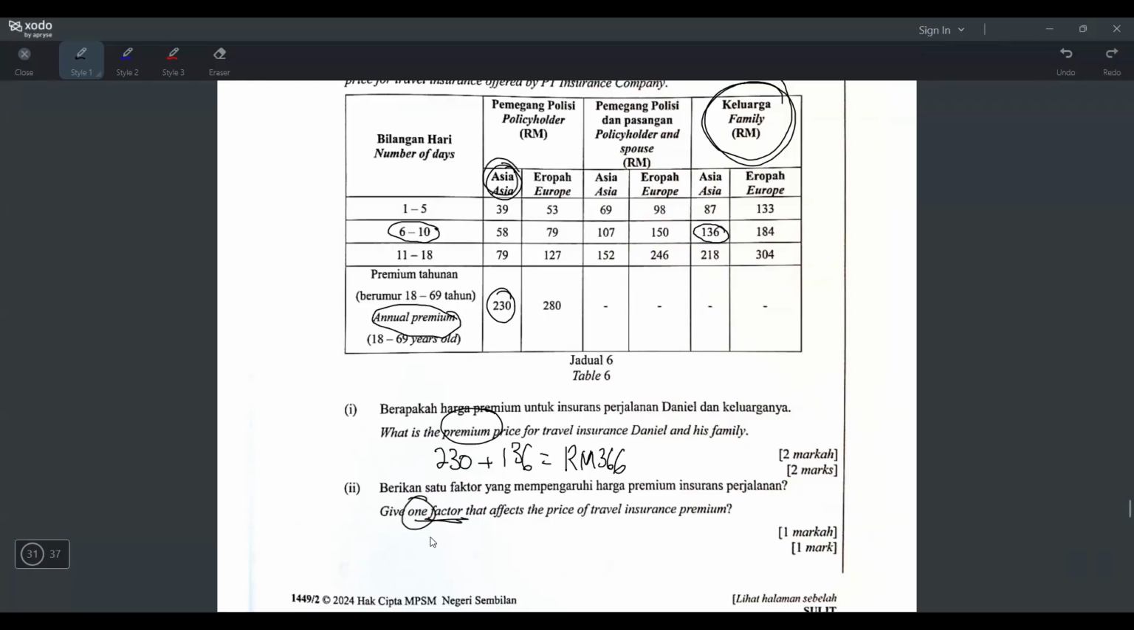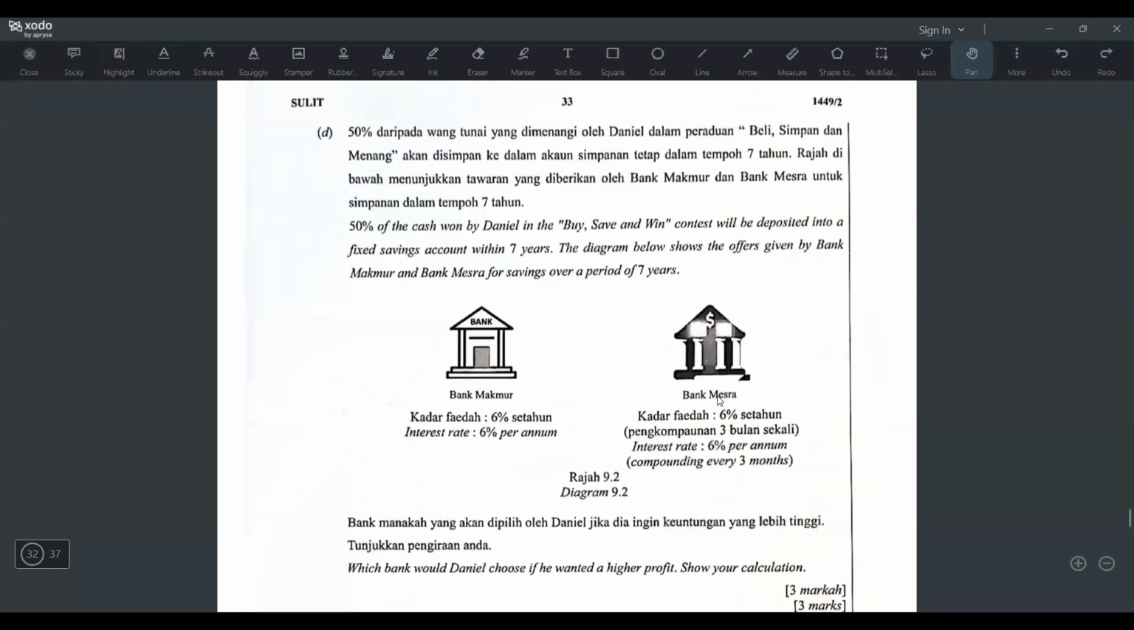Or you can write duration of stay. Okay, duration of stay, or you can say length of stay, or number of days staying. Number of days stayed can also, it's all the same thing. Okay, so this is only worth 1 mark, so that's all, right?